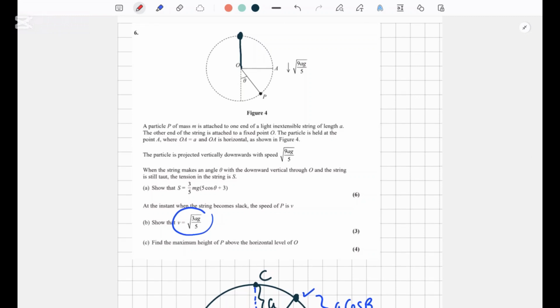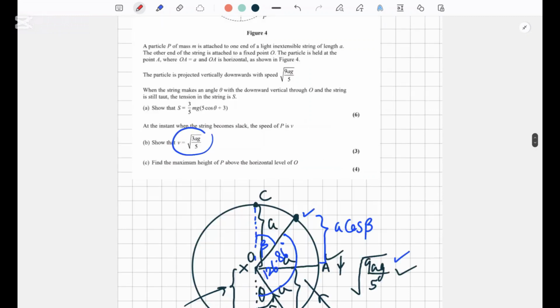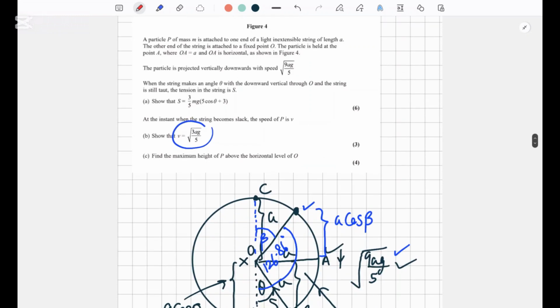Okay, so for part C, they ask for the maximum height of P above the horizontal level of O.